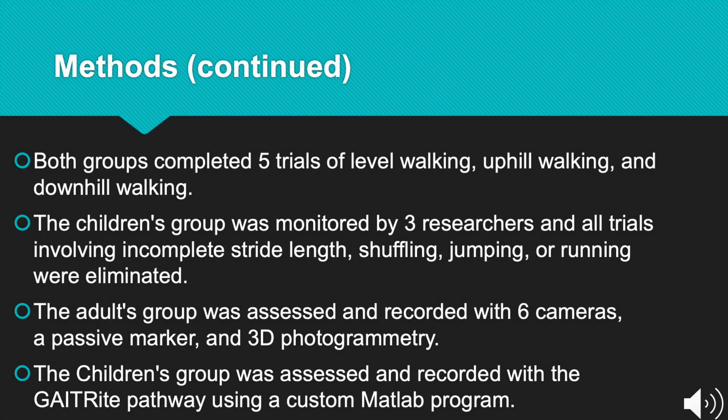Each group completed 5 trials of level walking, uphill walking, and downhill walking. The children's group was monitored by 3 researchers for validity, and any trials that involved an incomplete stride length, shuffling, or jumping, and even running were eliminated. The adults group was assessed and recorded with a 6-camera system, a passive marker, and 3D photogrammetry, whereas the children's group was assessed and recorded with the GAITRite pathway using a custom-made MATLAB program.